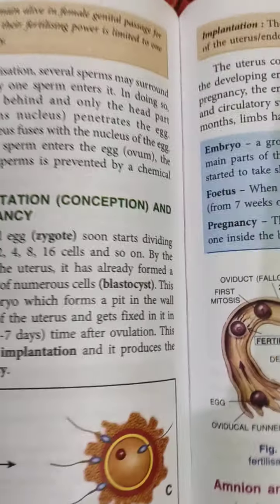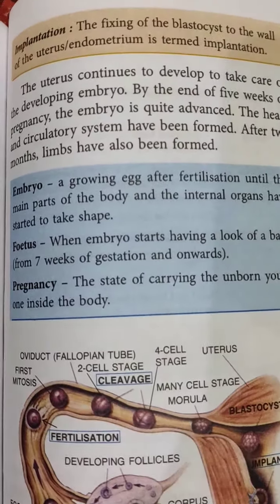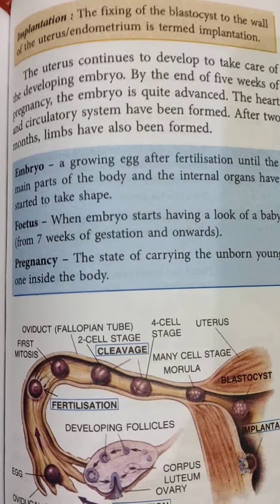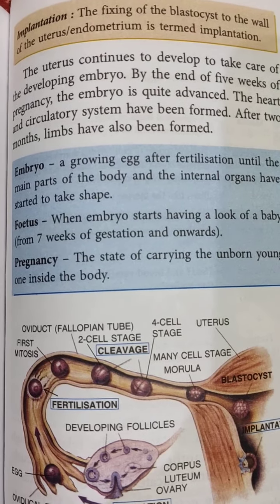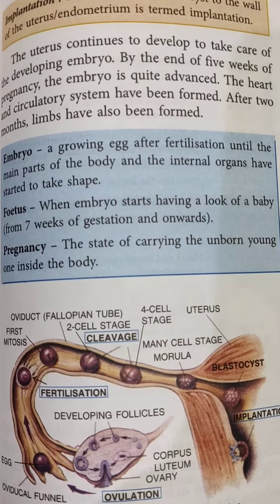Okay, so as soon as implantation occurs, pregnancy occurs. There is a definition of implantation also in the next page. The fixing of the blastocyst to the wall of the uterus is termed implantation. Very important. Now we need to know what is embryo, what is fetus, what is pregnancy. The definitions are very important.